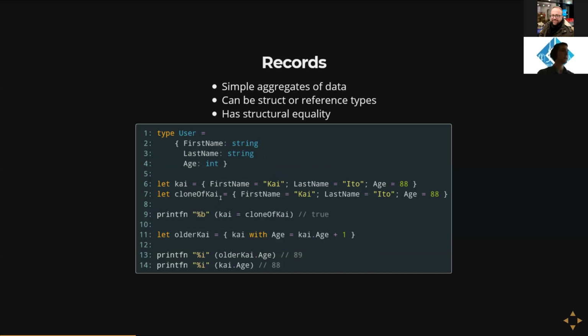And I can declare a clone of me essentially with the exact same values. And then if I do a comparison, which in F# is only a single equal sign, you can see that the output is true.